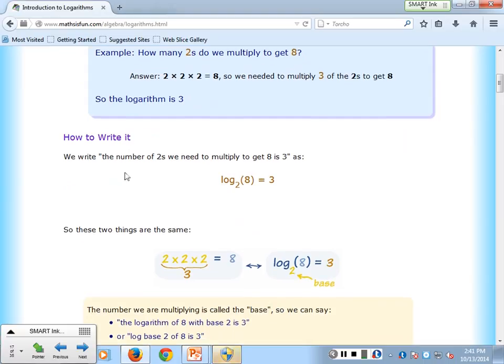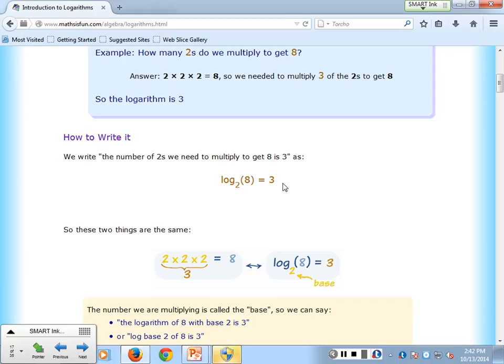So to write the number of 2's we need to multiply to get 8 is 3, is like this. You're going to do log base 2, because that's the base that we're using for your exponent, because you know 2 cubed would be 8, so 2 is your base. So 2 is the base of our log, because that's the number in question. And we're trying to get 8. So log base 2 of 8. How many 2's do I need in order to get 8? And that's all that a logarithm is. And the answer is 3. That's what a log is.